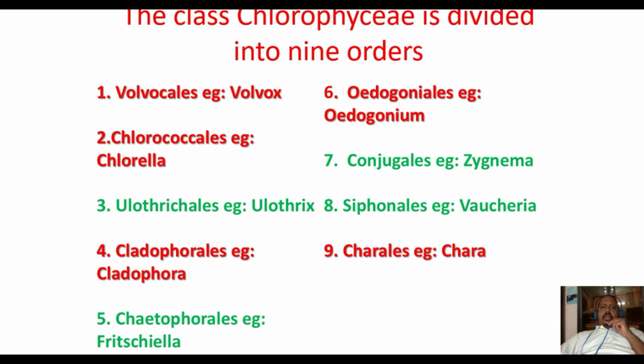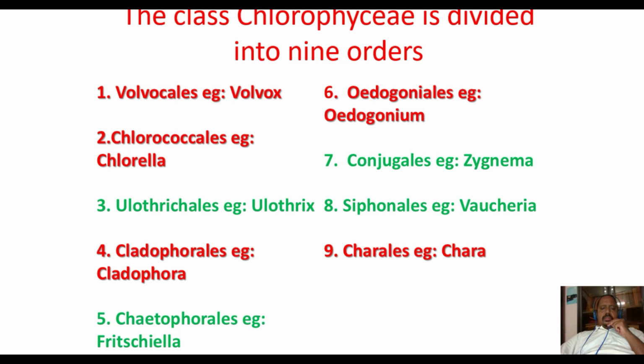The Chlorophyceae is divided into 9 orders, such as Volvocales, in which we have to study Volvox. Then the Chlorococcales, where we have to study Chlorella. Then Ulotrichales. Example is Ulothrix. We need not study the details of Ulothrix as a type. Then Cladophora is included in the Cladophorales. We have to study it in detail.